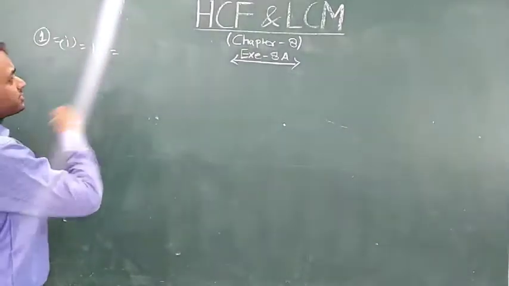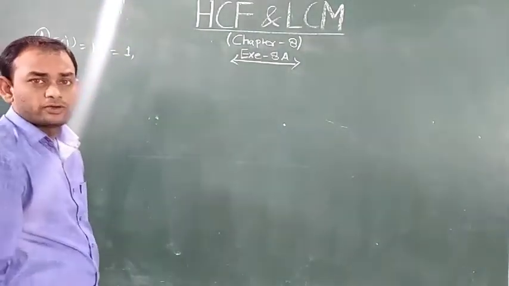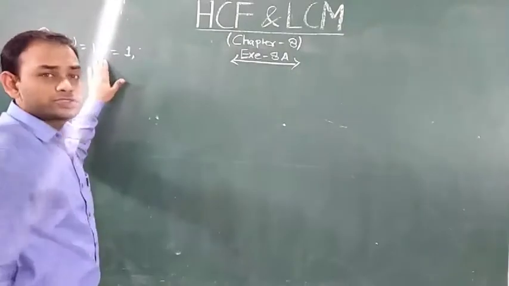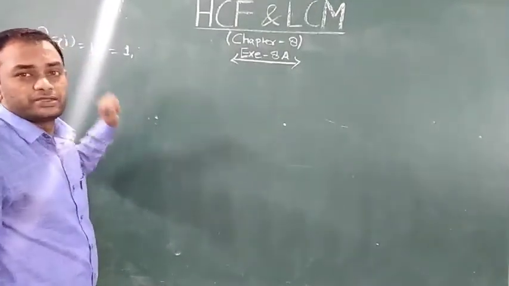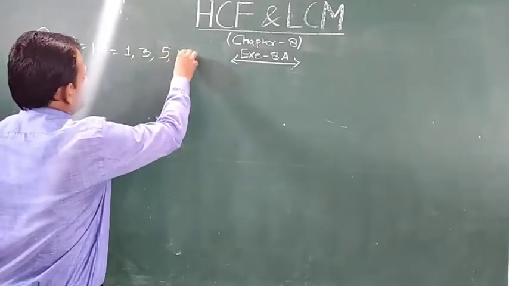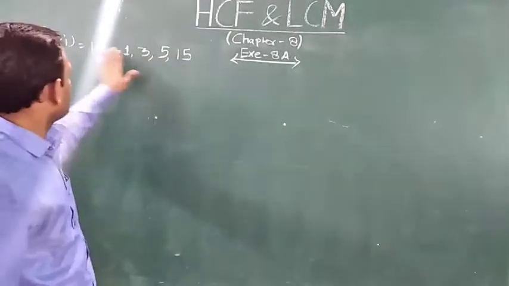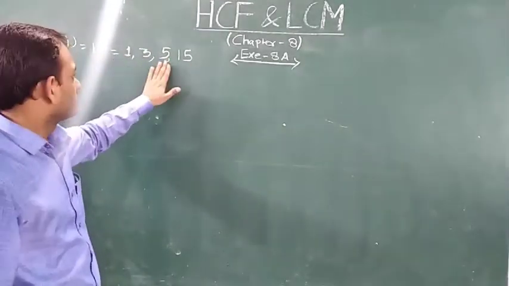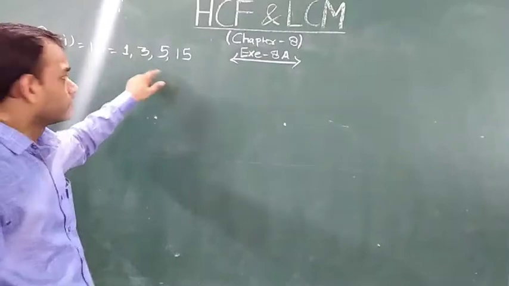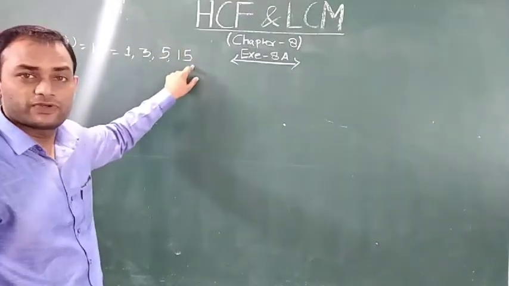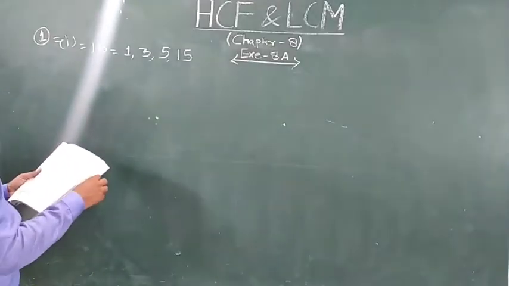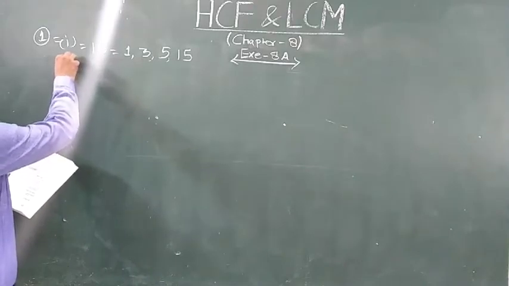So how many numbers are there? 1 is there. Okay. Then 2 is there or not? 2 is not a factor of this because 2 does not divide 15. Okay. Then 3 and 5 and 15 as well. 15 is also a factor of this because 15 divides 15. 3 5s are 15 and 5 3s are 15 and 1 15 is 15. So these all are 1, 3, 5 and 15. These four are the factors of 15. Got it?